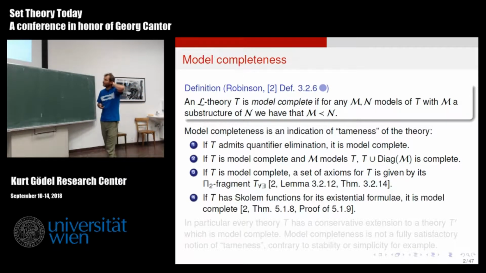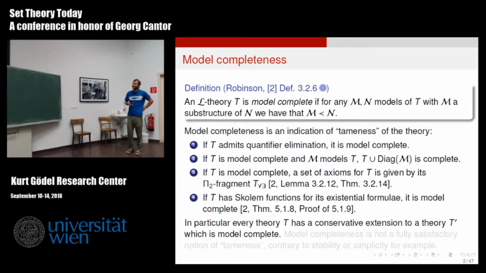Okay? And the bad issue about model completeness is that if you have Skolem functions for the existential formulas, the theory is model complete. Why is it a bad issue? Well, because you can always add Skolem functions. So you start from a language L and a theory T, you expand the language with Skolem functions, you have a conservative extension of T, and now the conservative extension is model complete.